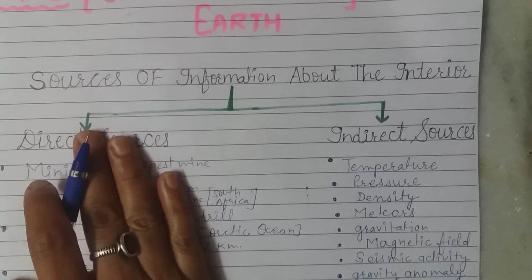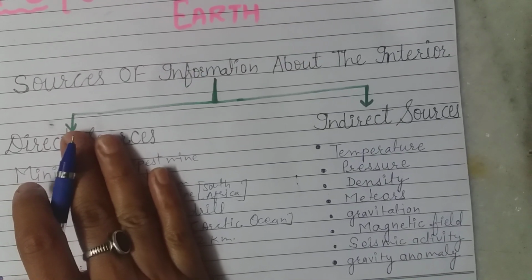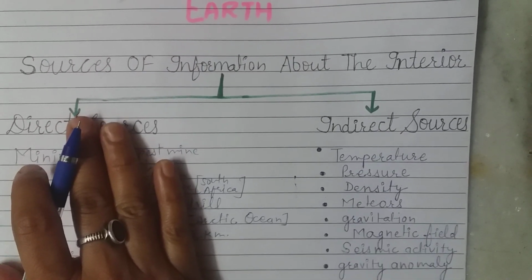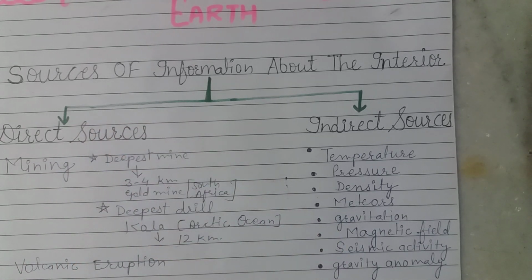Next is seismic activity, which means earthquake activity. There are three kinds of waves in seismic or earthquake activity: P primary, S secondary and the third L, the land or surface waves. By the information of these waves and their passing area, we can know about the interior of the Earth. There is another term, gravity anomaly.